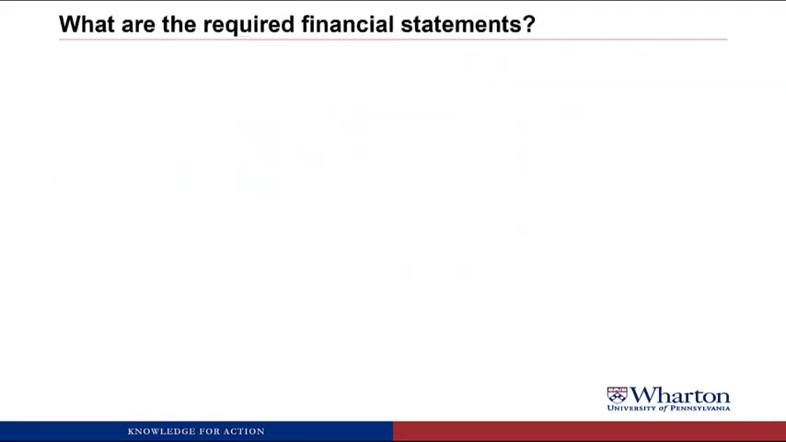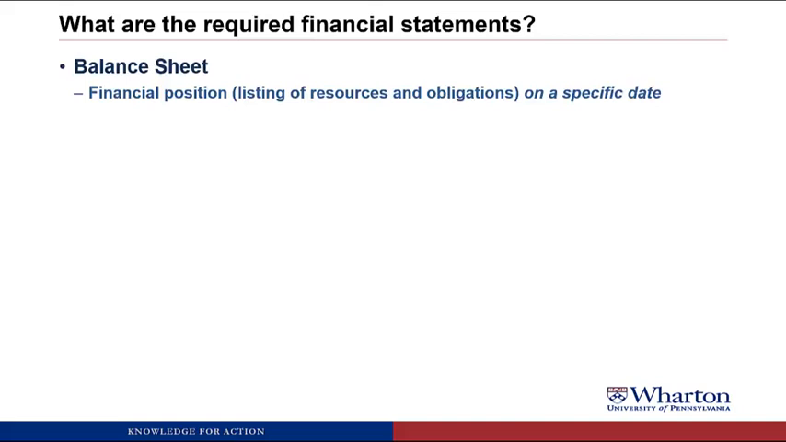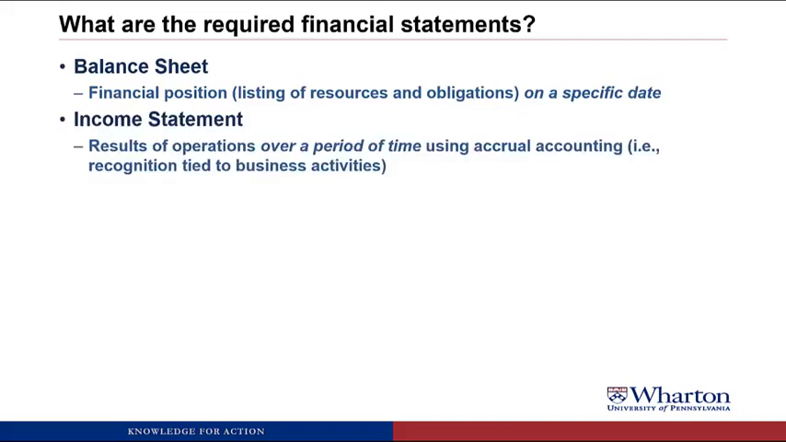So what are the required financial statements? Well, there's 4 of them. First, there's a balance sheet, which gives a company's financial position, which is its listing of all its resources and obligations, on a specific date. Then there's the income statement, which provides the result of operations over a period of time using accrual accounting. By over a period of time, we mean between two balance sheets, so either a quarter or a year.